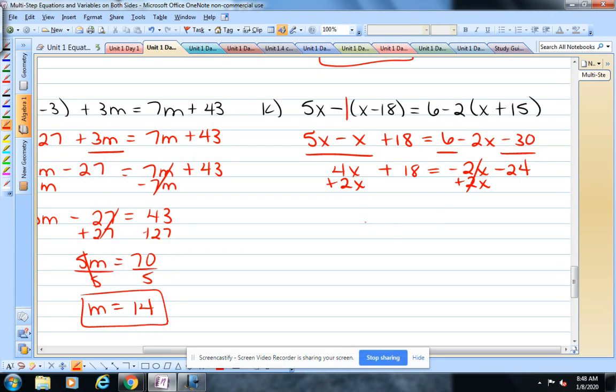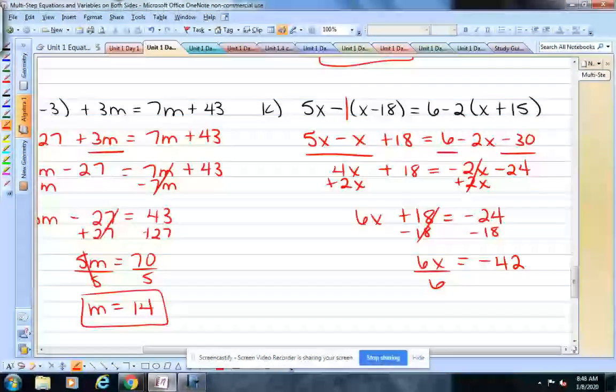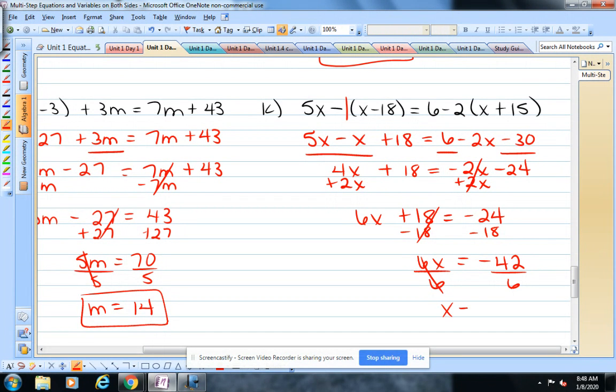Some of y'all are still in the real world instead of the math world. 4x plus 2x is what? 6x plus 18 equals negative 24. Now what? Subtract 18. I don't think some of y'all are talking about this problem. And 6x equals what? Negative 42. And then what? Divide by 6. And x equals negative 7.